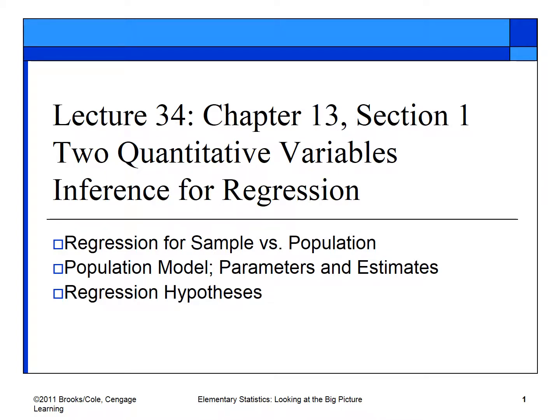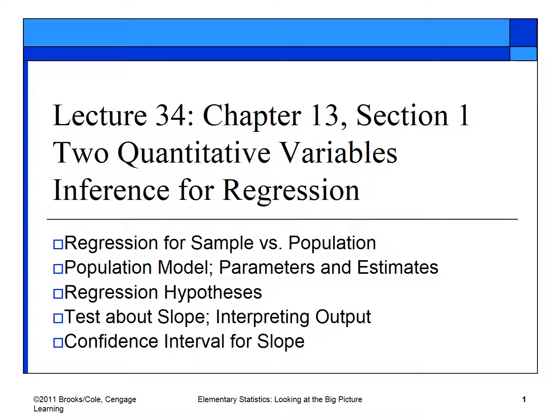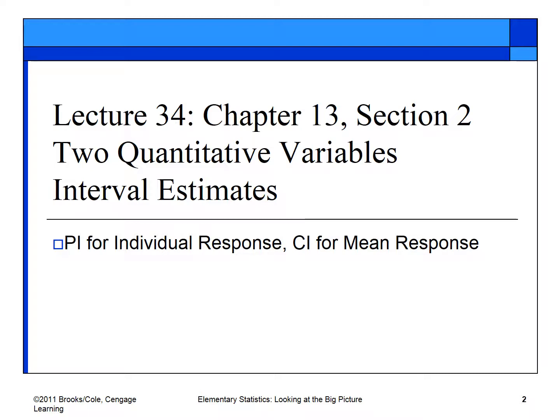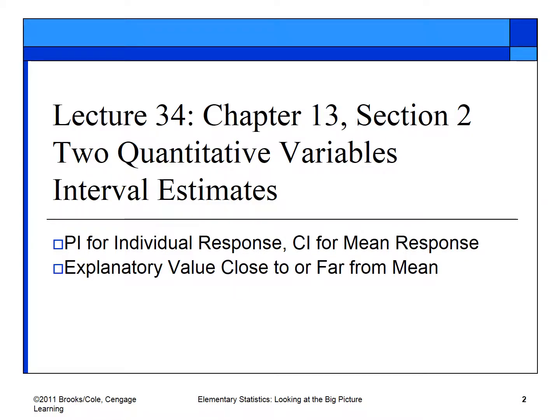We will look at the null and alternate hypotheses for doing hypothesis tests for regression. We'll talk about how to test about the slope and interpret the output. And we will compute confidence intervals for the slope. After that, we'll talk about prediction intervals for individual responses and confidence intervals for mean responses.